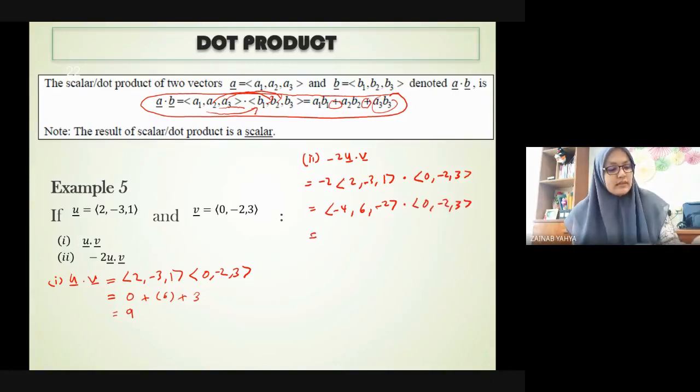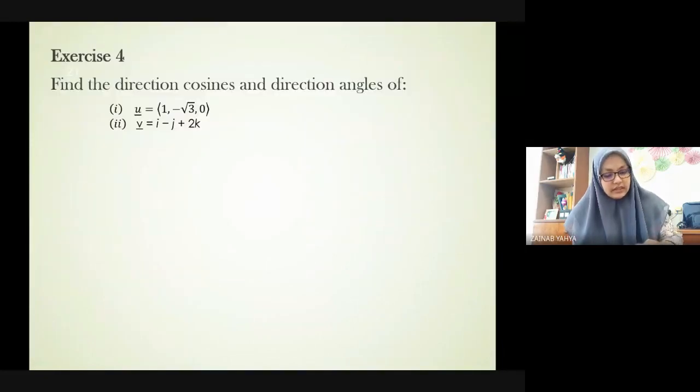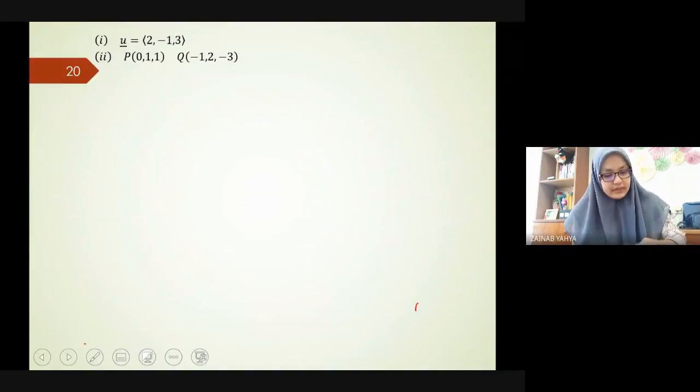So the answer would be: negative 4 times 0 is 0, plus 6 times negative 2 is negative 12, plus negative 2 times 3 is negative 6. So the answer will be negative 18.